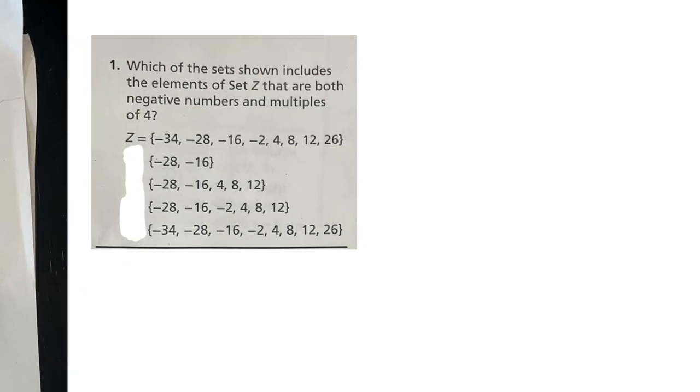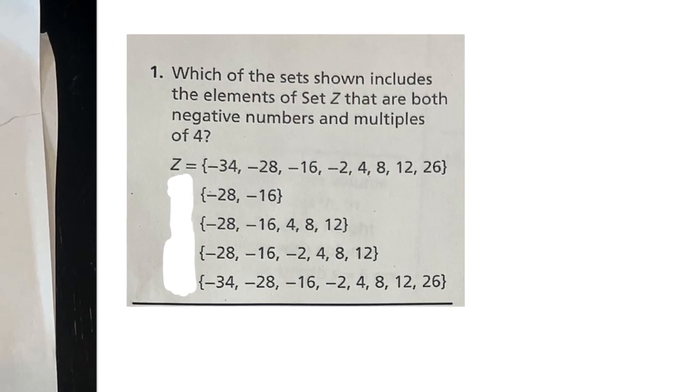Which of the sets shown includes the elements of the set C that are both negative numbers and multiples of 4? Well, we want to understand that we're looking for negative numbers, right? So that's a negative number, that's a negative number, that's a negative number, that's a negative number. But it's not just negative numbers that we're looking for. We, of course, are also looking for multiples of 4 as well. This is a multiple of 4, this is a multiple of 4, and that's it, I think.